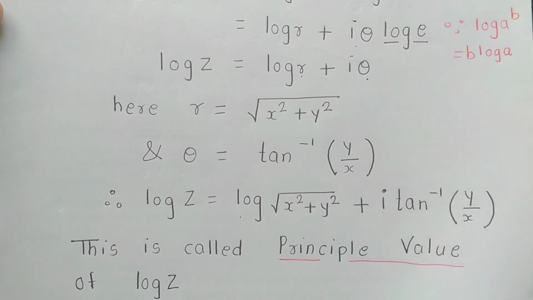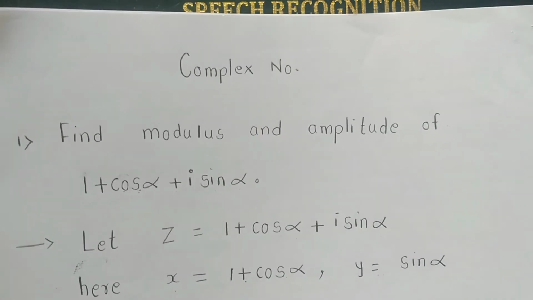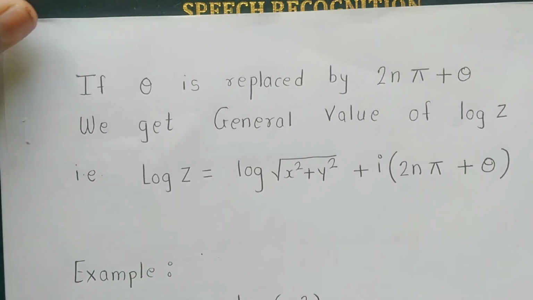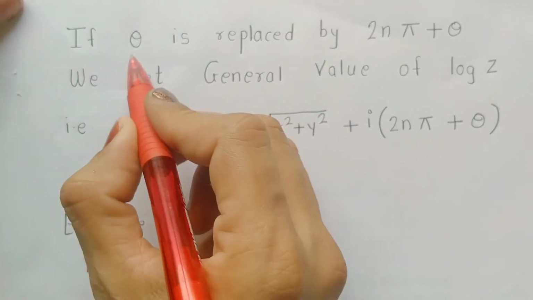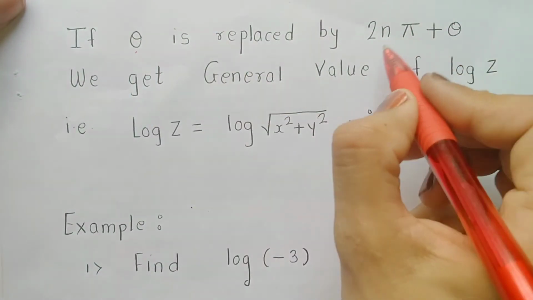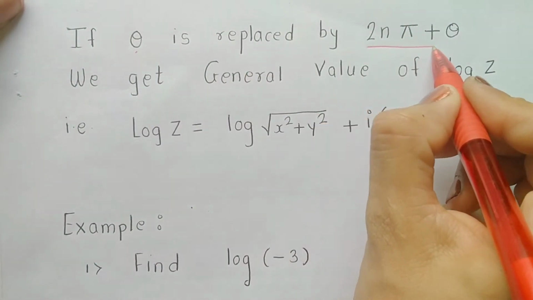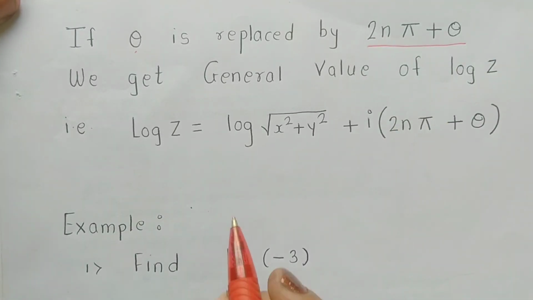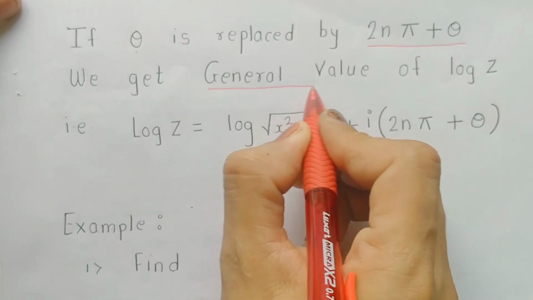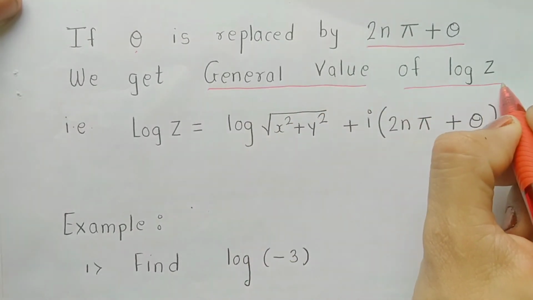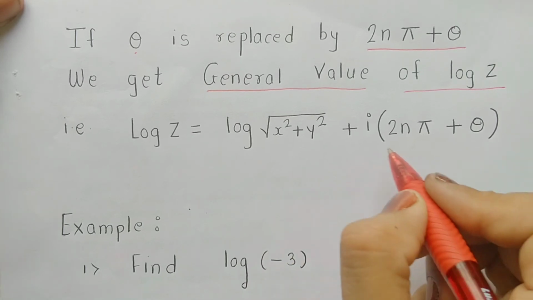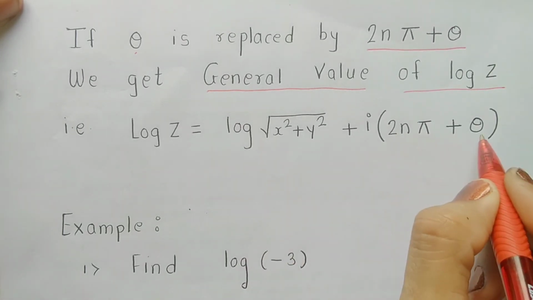Now suppose I want to replace the value of theta by 2n pi plus theta, then we get the new form of log z. That form is called the general value of log z. So simply replace the value of theta by 2n pi plus theta here.